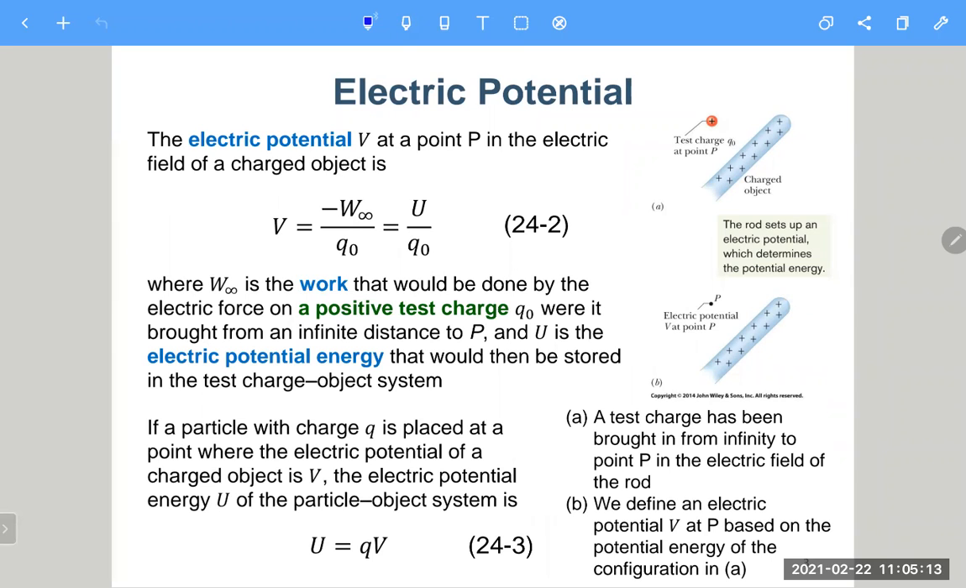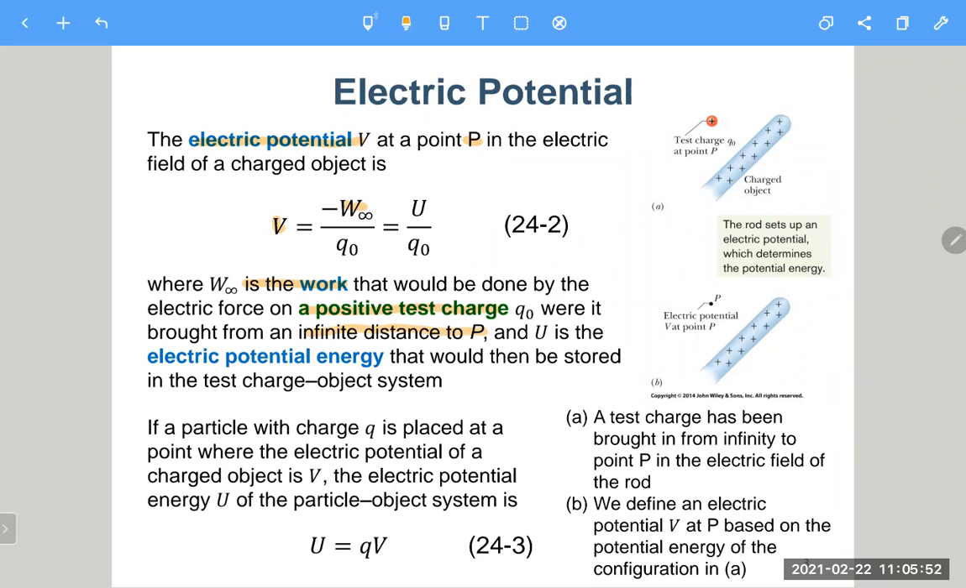So here comes the definition of the electric potential. We usually denote it as V at the point P, in the electric field of a charged object. The V is W infinity, the work that will be done by the electrostatic force on a positive test charge as it moves from infinite distance to P.